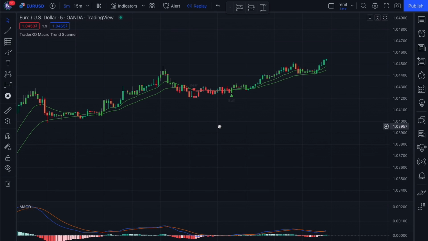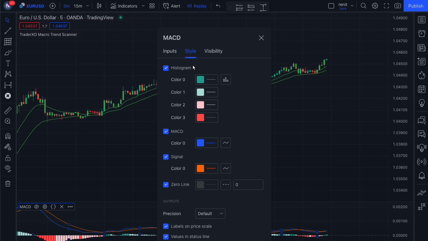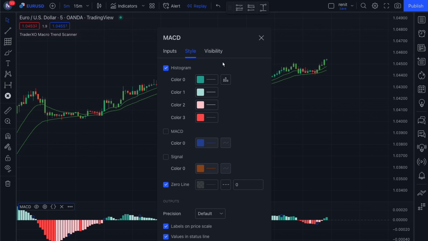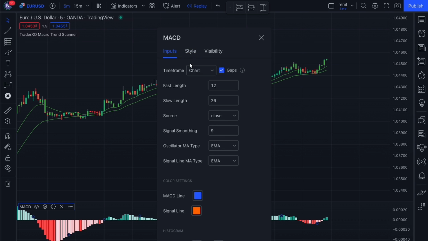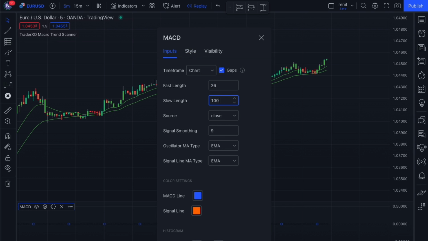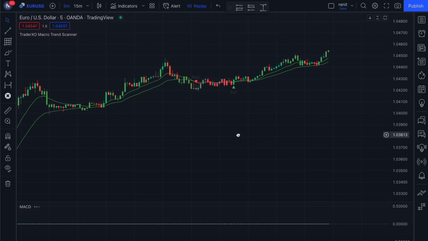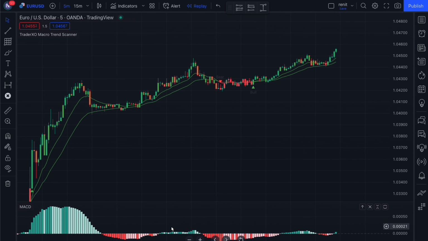Alright, now that it's added to the chart, we need to change some settings on it. So heading to its settings icon, navigate to the style section. Now uncheck the MACD line and signal line as we won't be using them. Now jump over to the input section and change the fast length option to 26 and the slow length to 100. Okay, that's it.